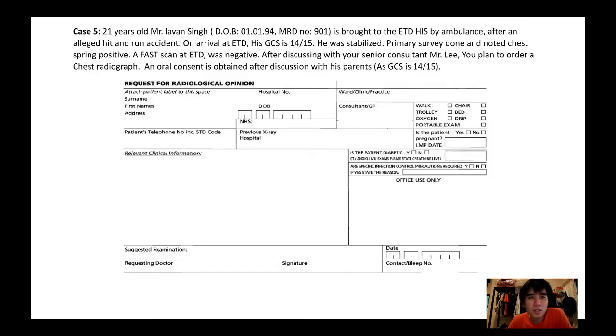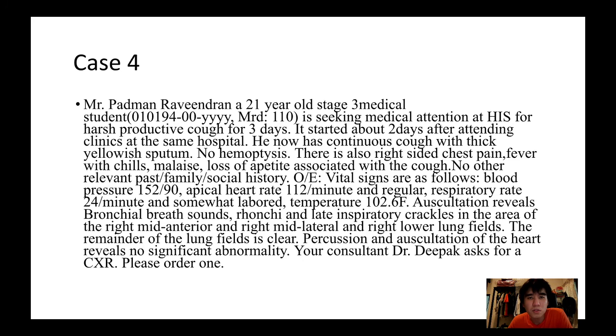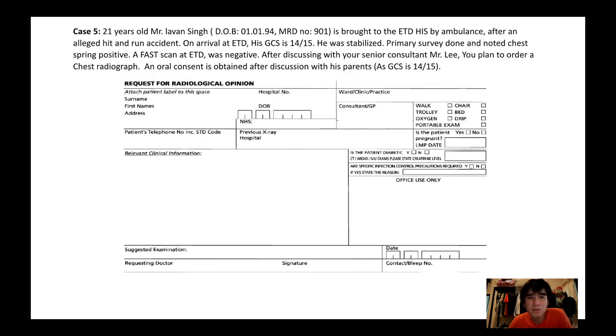21 years old, Mr. Ivan Singh, 1994, brought to the ETD. Is this the same person? No, this is Padman Ravindra. This is Ivan Singh. He was brought to the ETD by ambulance after an alleged hit-and-run accident. On arrival to ETD, his GCS is 14 out of 15. He was stabilized, primary survey done, and noted chest spring positive. Fast scan at ETD was negative.